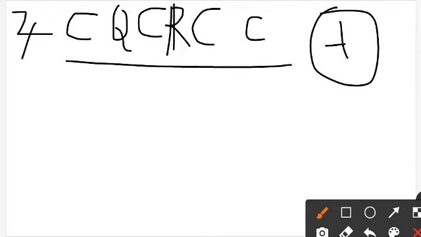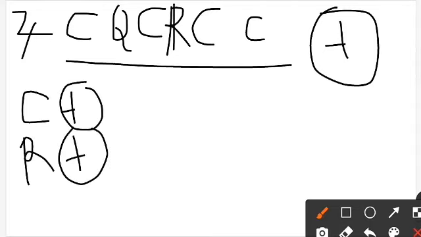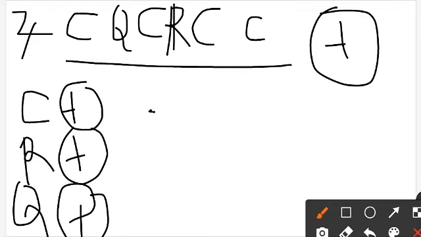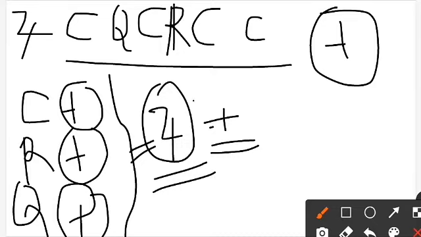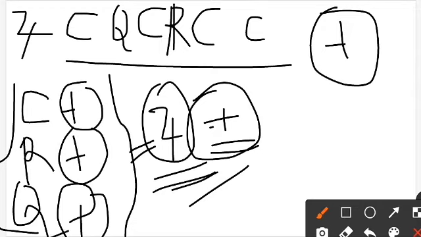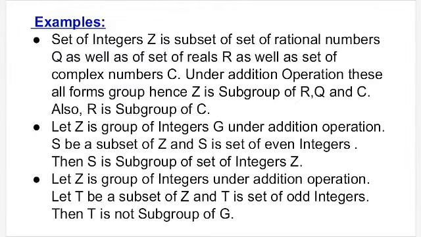Therefore complex numbers form a group under addition operation, real numbers form a group under addition operation, even rational numbers form a group under addition operation, also integers form a group under addition operation, and integers is a subset of all three groups. It is also closed under addition operation, so Z is a subgroup of all these groups. Also Q is closed under addition, so it is a subgroup of these two. Even R is closed under addition, so it is a subgroup of C, and this we are saying there. Clear?